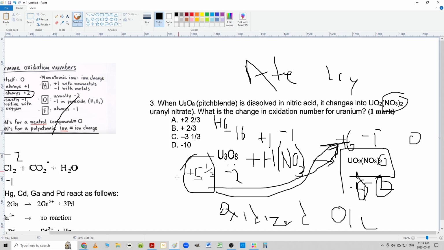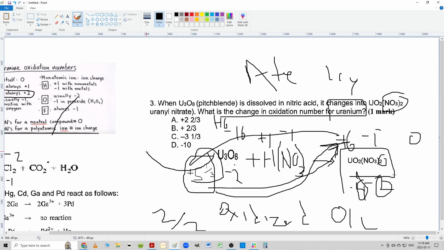How many electrons did it lose to go from 5 and a third to 6? It lost 2/3 of an electron. What is the change in the oxidation number? This is nice because they don't even want to know if it was oxidation or reduction. They just want to know the change. 5 and a third to a 6 is a 2/3 change.